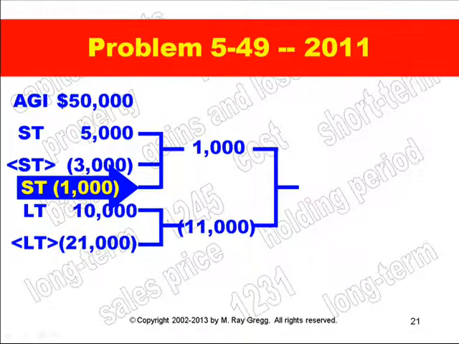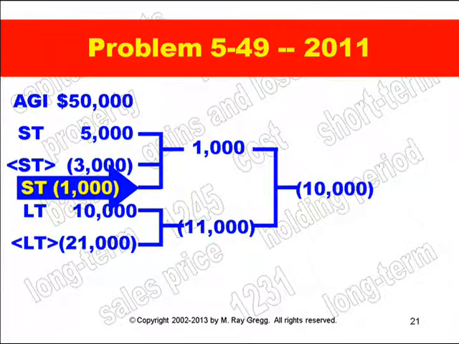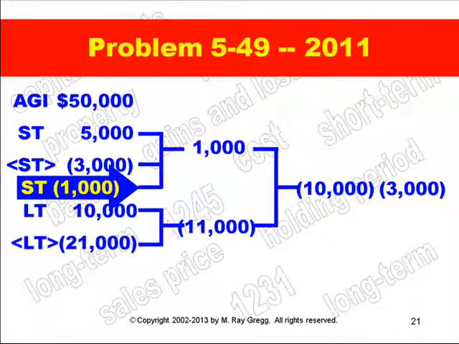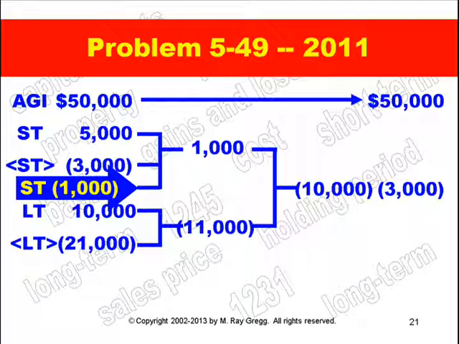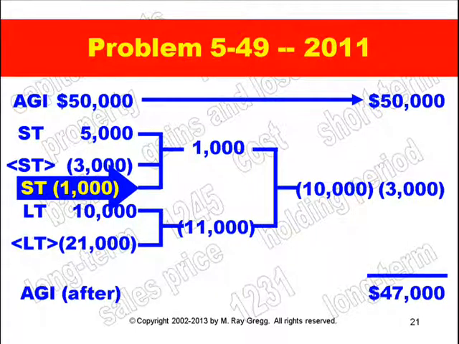These signs are different. The excess of the $11,000 loss over the $1,000 short-term gain is a net long-term capital loss of $10,000. $3,000 of that loss can be deducted in the current year, the annual maximum. The $50,000 AGI would then be reduced by the $3,000 capital loss for AGI of $47,000.